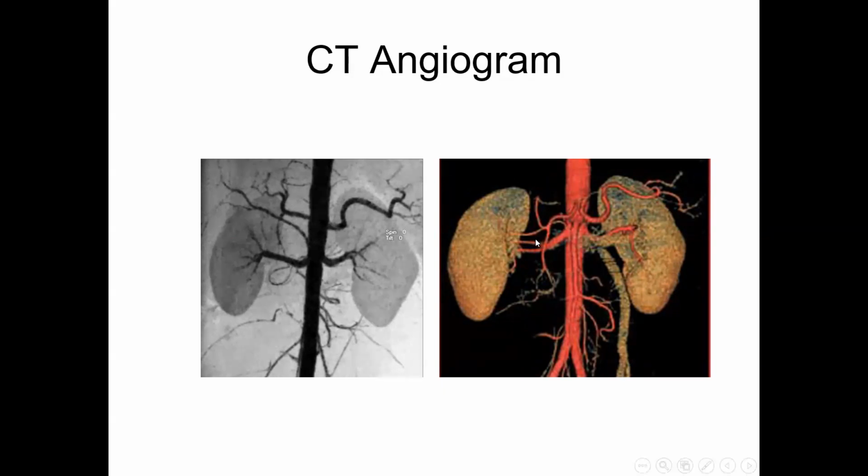Another information you can get is any accessory arteries, especially in the ones who are to undergo transplant. The surgeon wants to know how many arteries are there so that he can do the anastomosis, how many veins are there. So any anomalies or congenital anomalies related to the vessels, you are able to tell through CT. Even a layman can make out how many arteries are supplying this kidney.